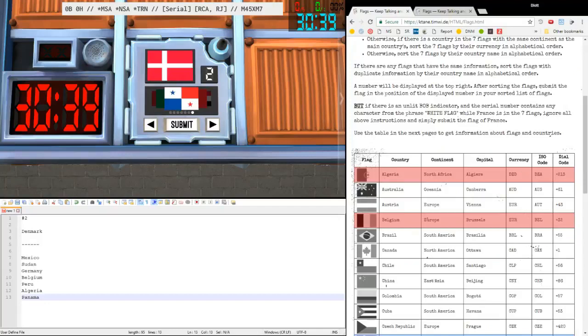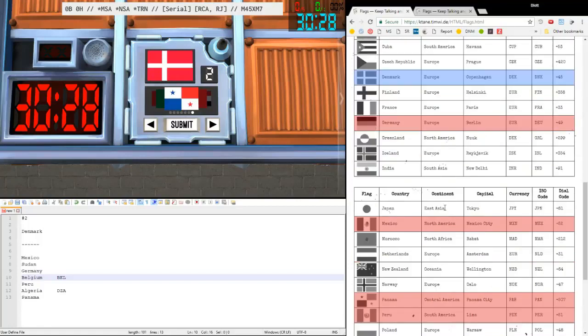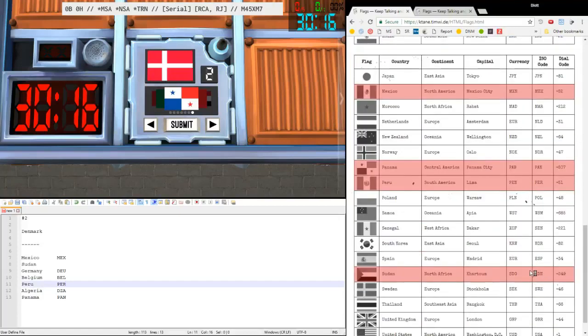Well, we're going to need those ISO codes. Luckily, I highlighted the flags we have as we went. Algeria was DZA. Belgium was BEL. Germany is DEU. Mexico, MEX. Panama is PAN. Peru is PER. I'm going to guess Sudan's probably SUD. Nope, SDN. SDN. And we need to alphabetize these.